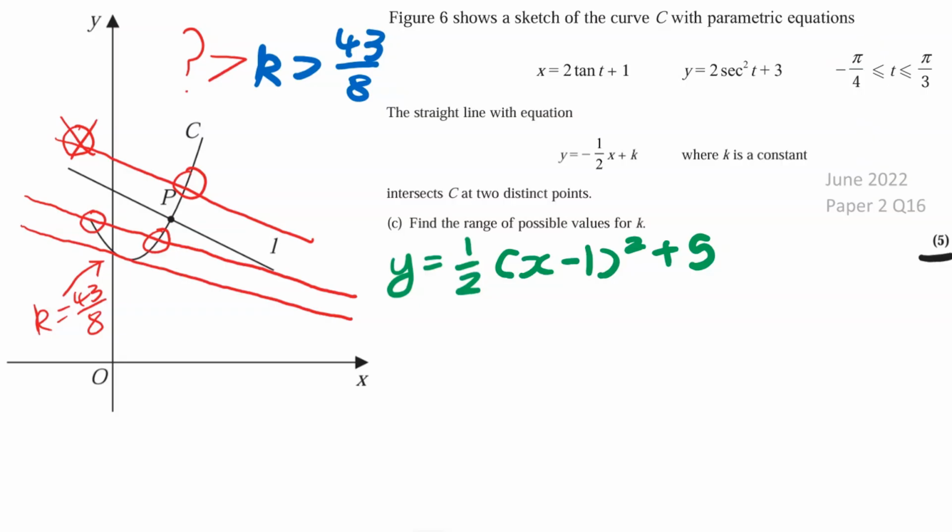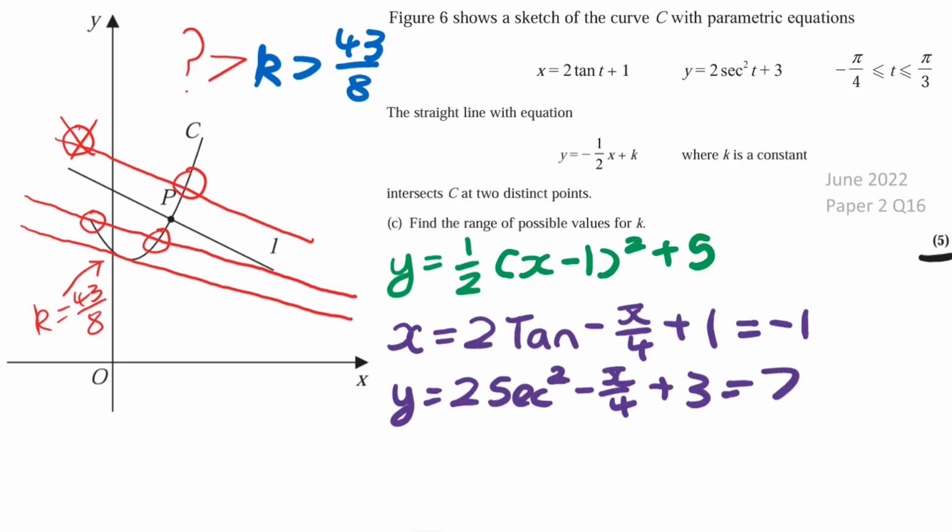So if we sub this into the parametric equations for x and y, x is equal to 2 tan of minus pi over 4, plus 1, which if you put into your calculator is equal to minus 1, and y is equal to 2 sec squared of minus pi over 4, plus 3, which if you put into your calculator is equal to 7. So that means that this point here is minus 1, 7.